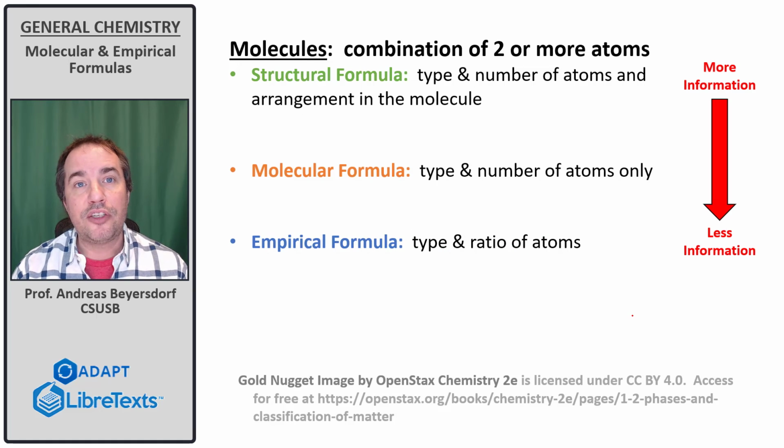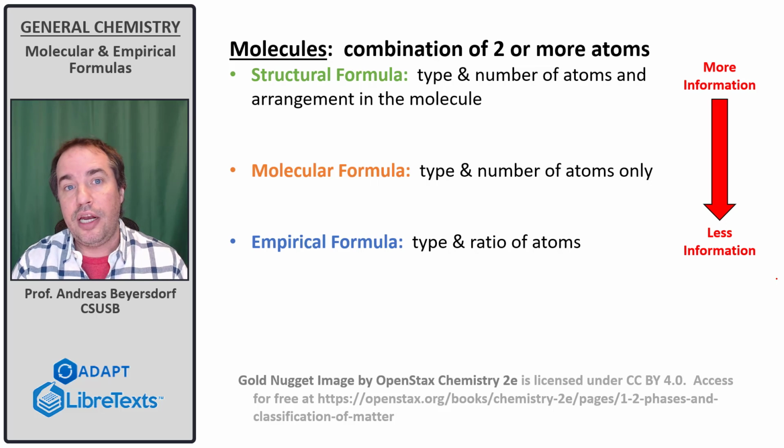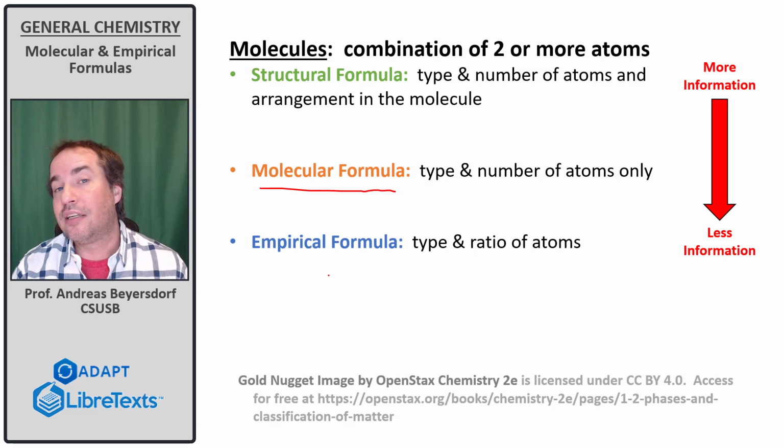All right, so we have these 3 representations: structural formula, which tells us the arrangement; molecular formula, which just tells us the elements in there and the number; and then we have the empirical formula, which tells us the ratio. Structural formula gives us the most information, empirical the least information. But most of the time in this class, we're going to be using molecular formulas because this is very convenient when we start looking at reactions.